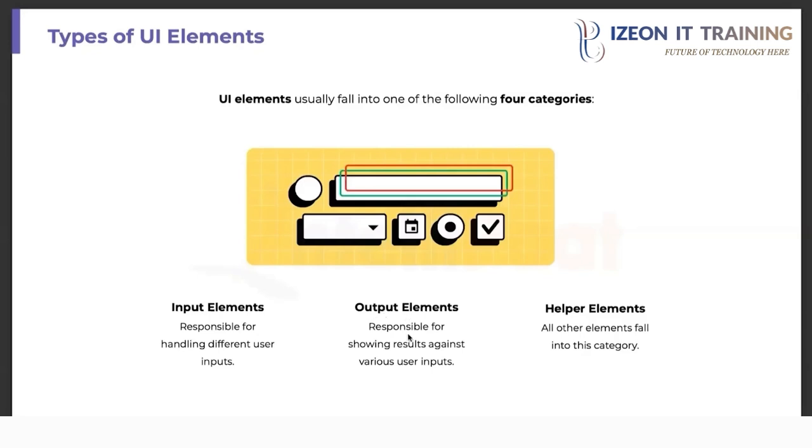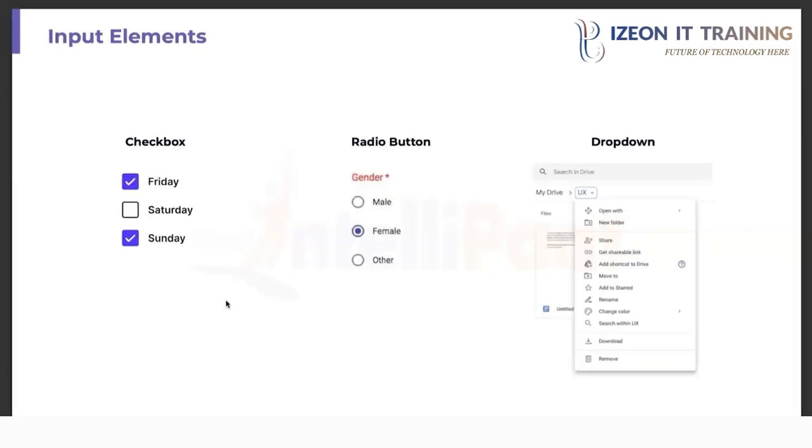Okay. Then there are output elements. Output elements are responsible for showing the results against the various input elements. So when you have the input, you would always want to show some feedback, right? We'll also see those elements as well. And there are helper elements. Sometimes you have to give some more context to a particular element. So there the helper elements come into play. We'll just see those. Okay.